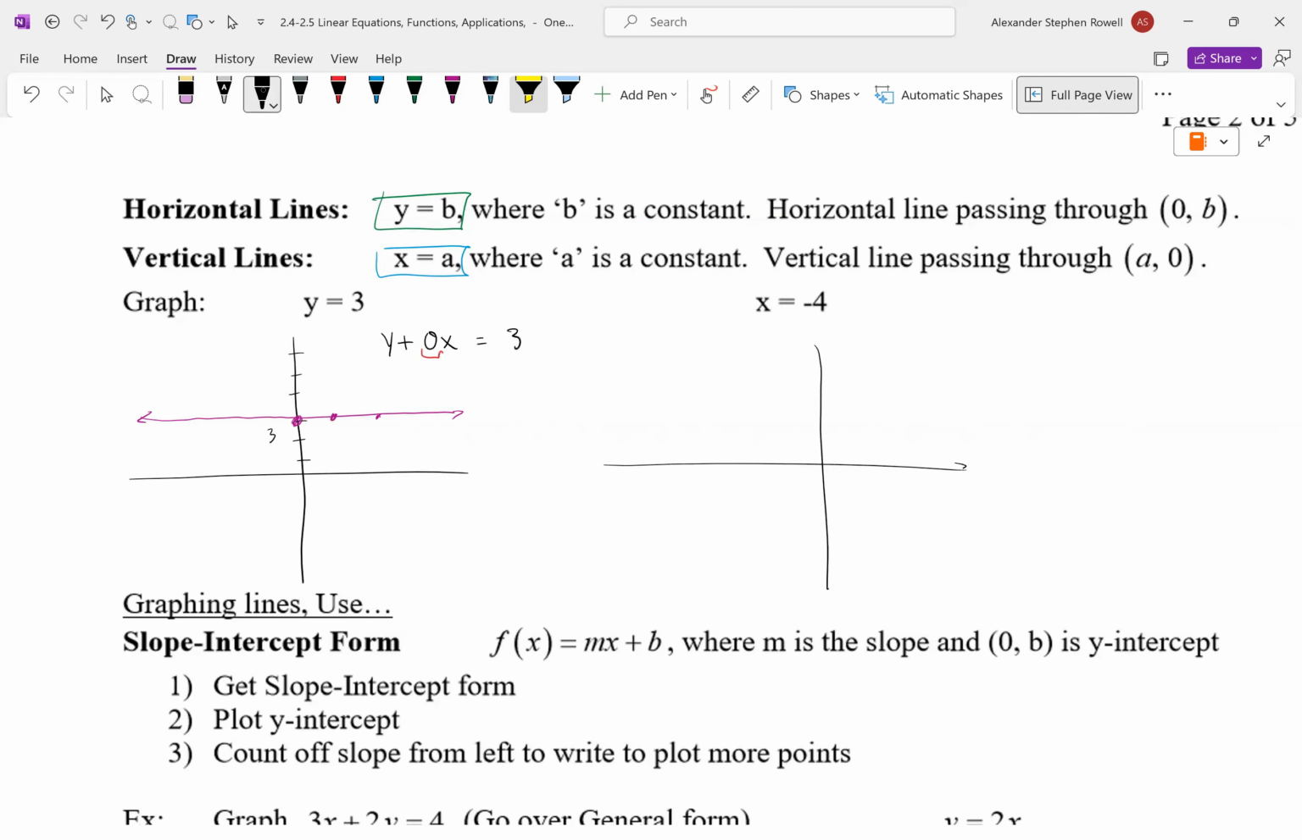How do I graph x is equal to -4? x equals -4. You could write x plus 0y is equal to -4 to see that no matter what I plug in for y, my x value is always -4. So if y is 5, x would be -4. Or if y is -3, x would be -4. And so we get a vertical line to graph x equals -4.